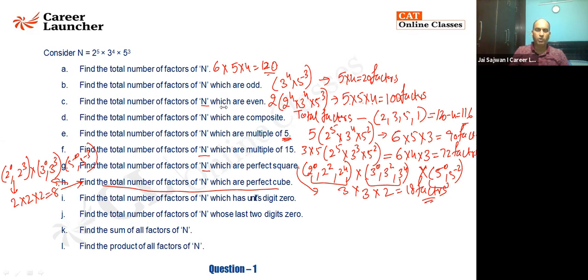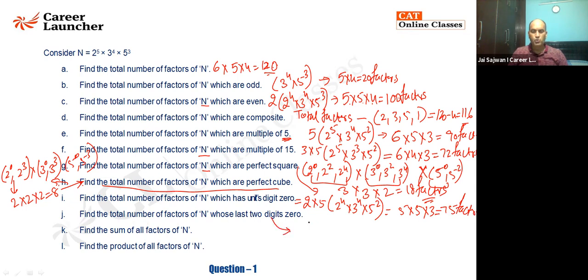The total number of factors of n which have unit digit 0. You know, unit digit 0 means you want a number to be a multiple of 10. If you want a number to be a multiple of 10, I'll take 2 into 5 common. I'll say 2 to the power 4, 3 to the power 4, and 5 to the power 1 is there. I'll say it is 5 into 5 into 3. That comes out to be 75 factors. I hope it is clear.